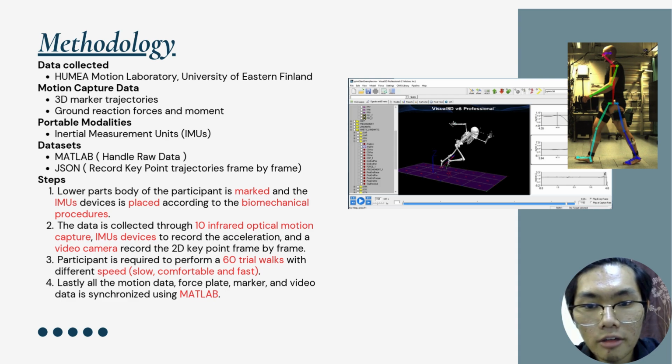First, the lower parts of the participant's body are marked and the IMU device is placed according to biomechanical procedures. Then the data is collected through 10 infrared optical motion capture cameras and the IMU device to record accelerations, and a video camera to record the 2D key points frame by frame. The participant is required to perform 60 trial walks at different speeds: slow, comfortable, and fast. Lastly, all the motion data, force plate data, and video data are synchronized using MATLAB.